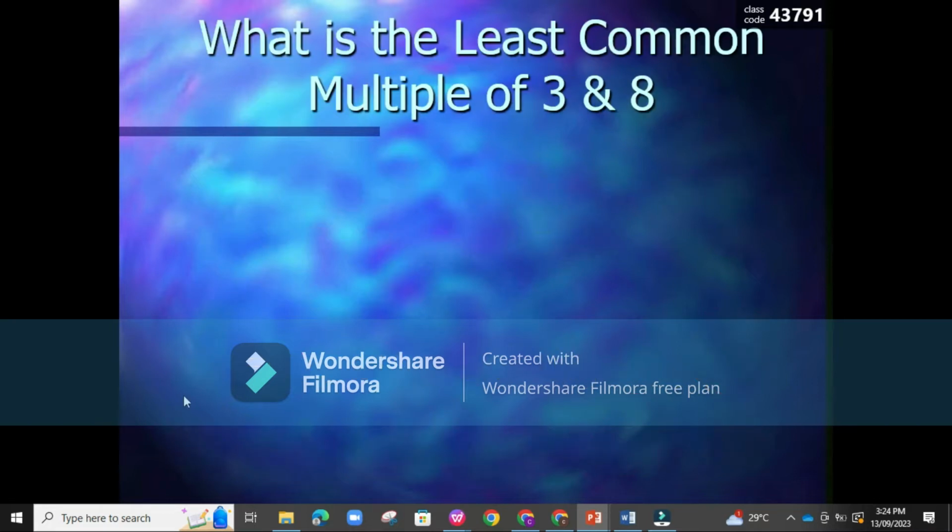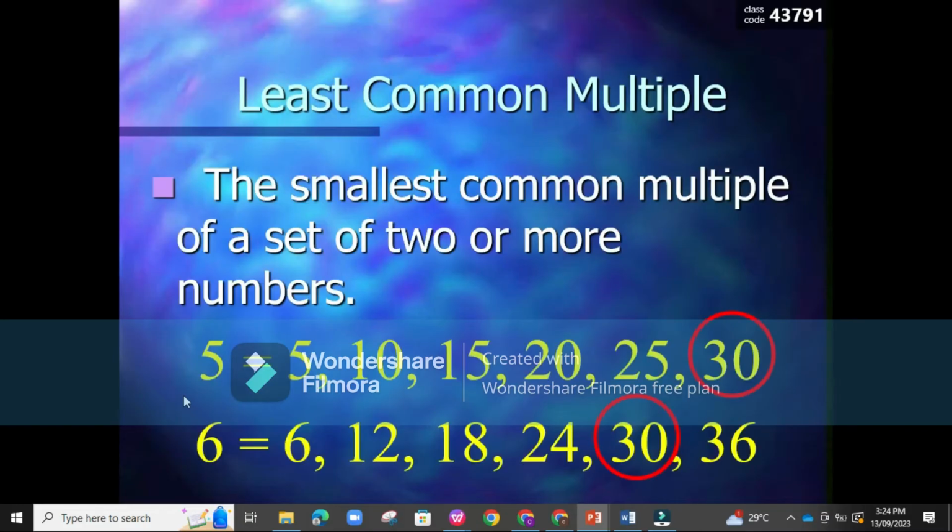For example, we have 5 and 6. The multiples of 5 are 5, 10, 15, 20, 25, 30, and so on. Multiples of 6 are 6, 12, 18, 24, 30, 36, meaning you just add 6 each time. You've noticed that the least common multiple is the first common multiple between 5 and 6, which is 30.